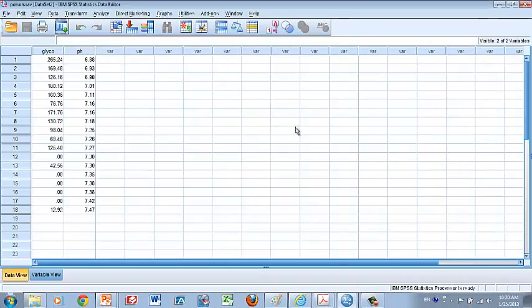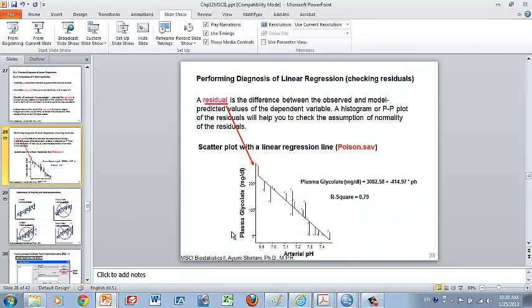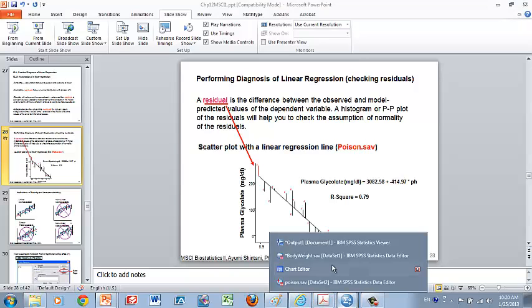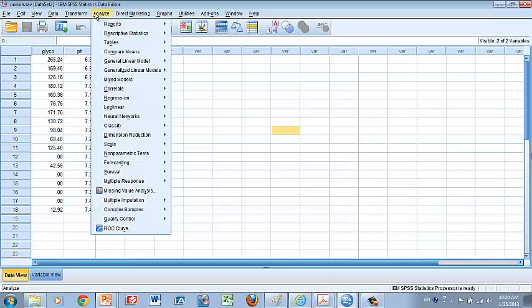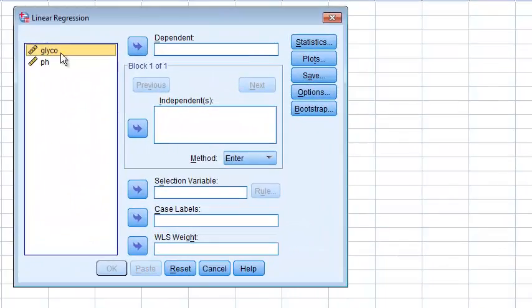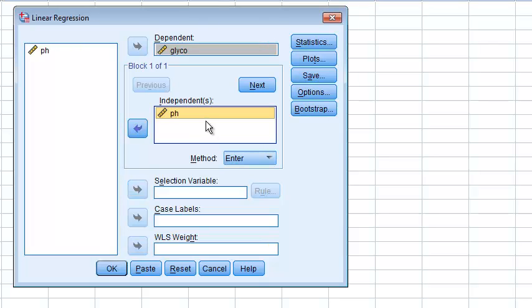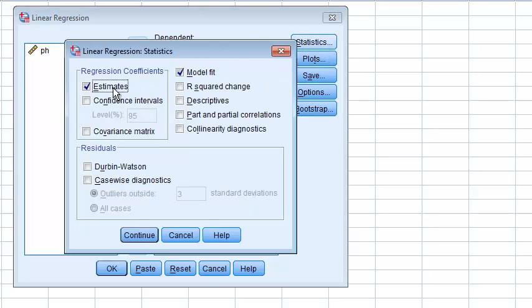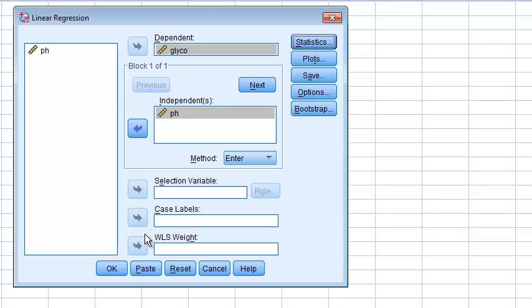Okay. So in this data set, we are going to examine the effect of arterial pH on plasma glycolate. So plasma glycolate is the dependent variable. Arterial pH is the independent variable. So you go to Regression and Linear and put plasma glycolate as dependent, and then arterial pH as independent. Okay, click on Statistics. We want confidence interval, right?